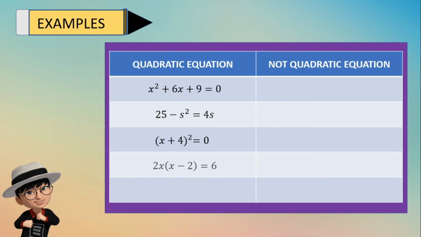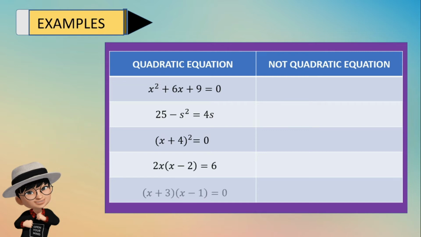Example number 4. 2x times x minus 2 is equal to 6 becomes 2x squared minus 4x is equal to 6. By applying distributive property makes the equation quadratic, not in standard form.